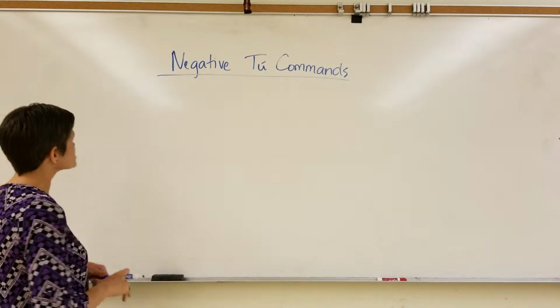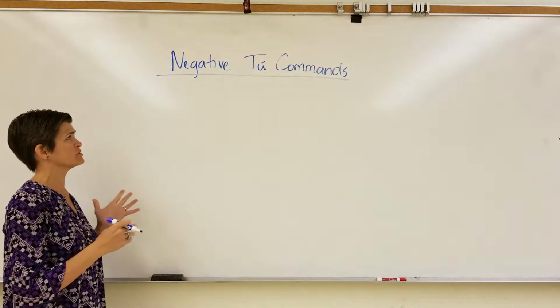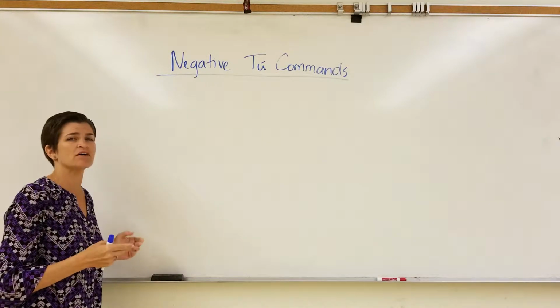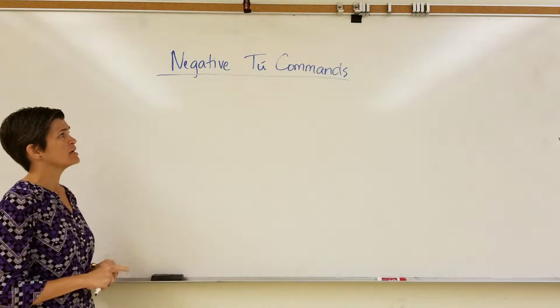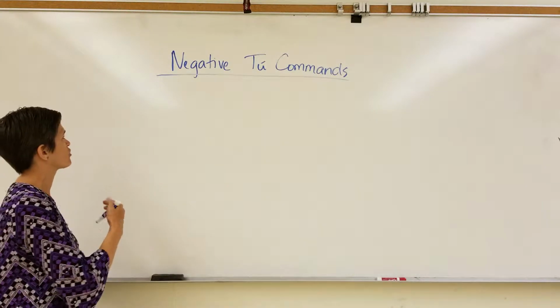All right, so chapter 7A of Spanish 2, we learned how to make negative commands. Before this, we were able to tell somebody what to do. This is how you tell somebody what not to do. In order to create a negative tú command, we're going to have to start with the yo form.